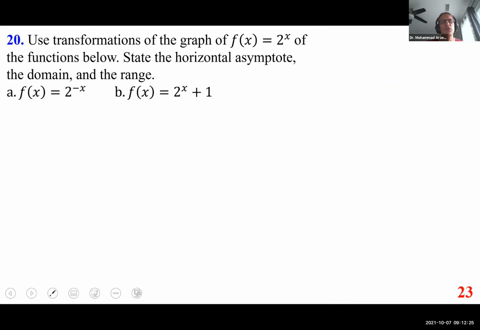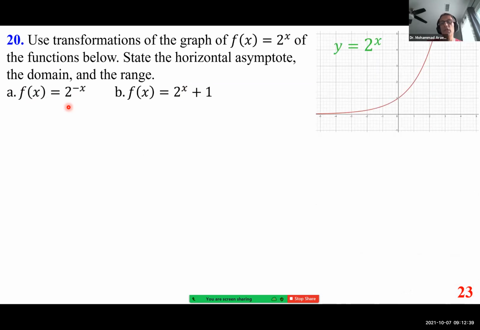We want to use transformation of this function, f of x or y equals 2 to the power of x, and come up with this one, starting with the basic one, f of x equals 2 to the power of negative x. First and foremost, the graph of y equals a to the power of x or b to the power of x, when the base is larger than 1, it looks like this. This is an exponential growth. In general, when the base is larger than 1, it looks like that. I mentioned that last time.